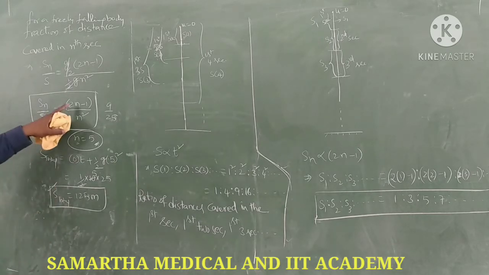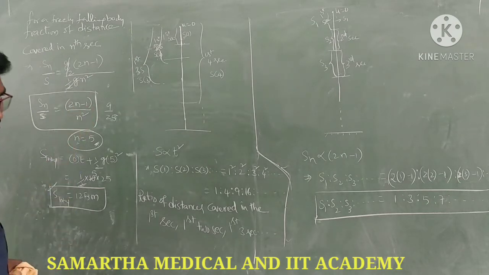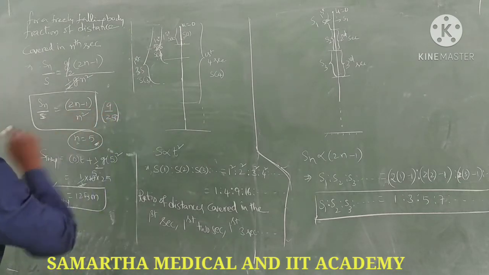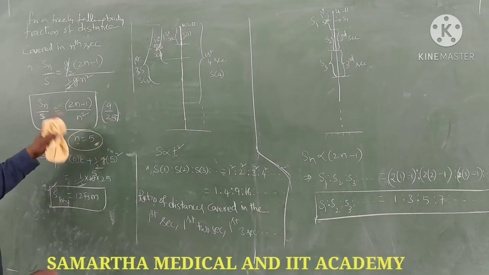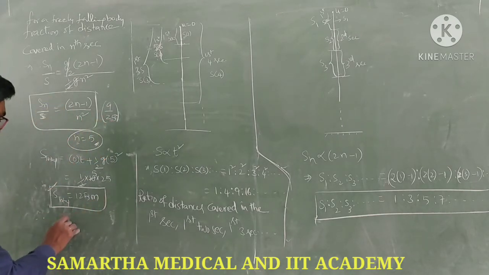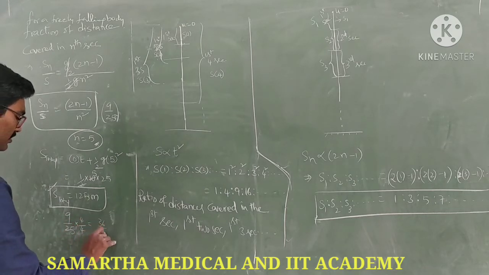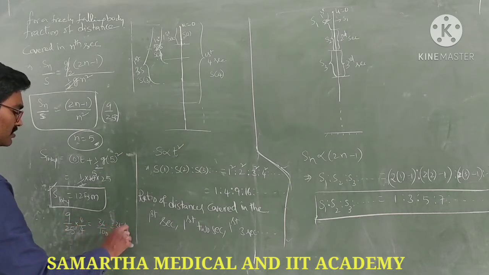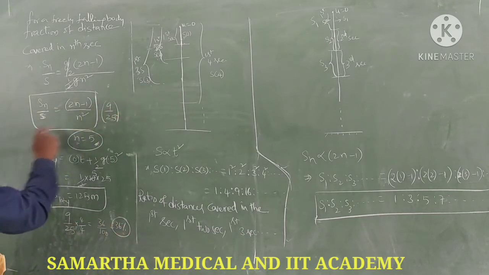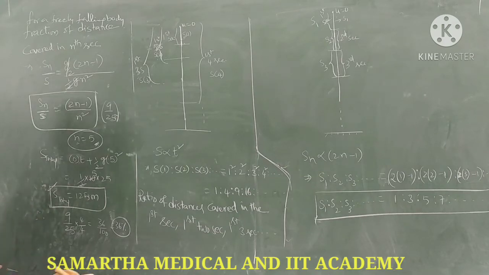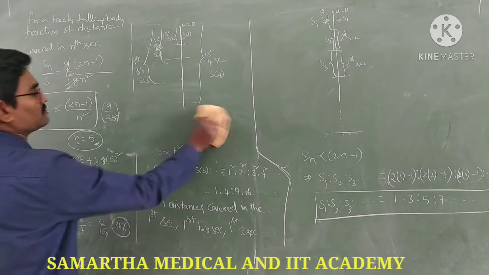Okay, so sometimes a percentage also they may ask. A percentage of distance covered in a particular second, suppose you got 9 by 25. What is the percentage you want to convert? So here if you multiply by 4 and divide by 4, 9 4s are 36 by 100. Nothing but 36% of the distance is covered in that 5th second for a freely falling body, right? So like this you can calculate this, right? Next, go to another.